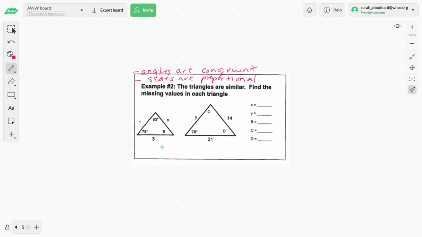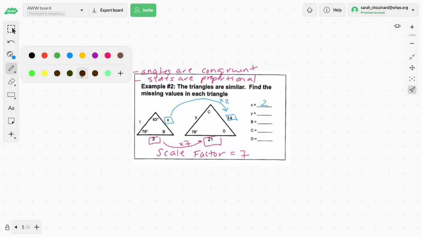I want to look and see what the scale factor is. So I'm going to compare two corresponding sides. I have 3 and 21 in corresponding spots. That tells me my scale factor is 7. This triangle is 7 times bigger because 3 times 7 is 21. So to find x, I know that the corresponding side on the big triangle is 14. So I essentially am going to do 14 divided by 7. So x has to be 2, because x times 7 needs to be equal to 14.